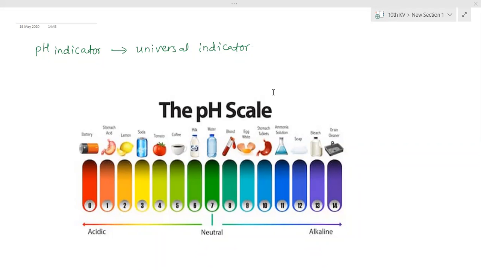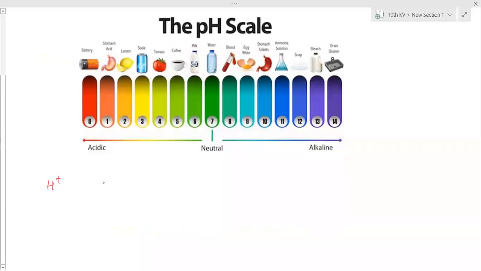Now suppose there are two solutions, A and B, with H plus ion concentration in solution A and B. Suppose this concentration is 10%. Concentration, do you remember the concentration part? What do you mean by concentration? The percentage of a solute in a solution. Yes, the total percentage of a solute in a solution is called concentration.